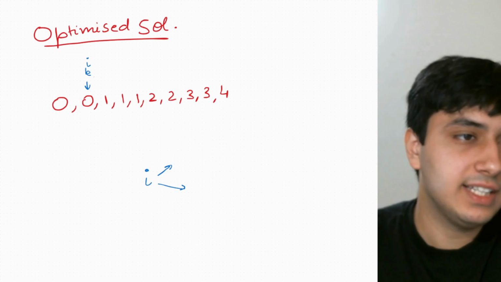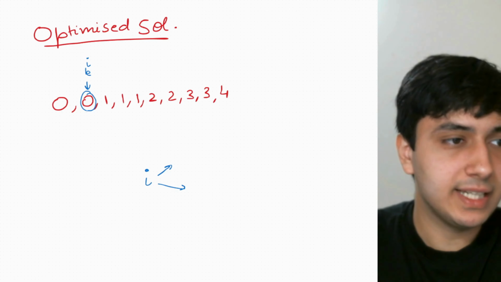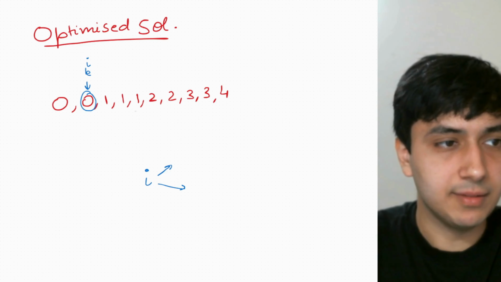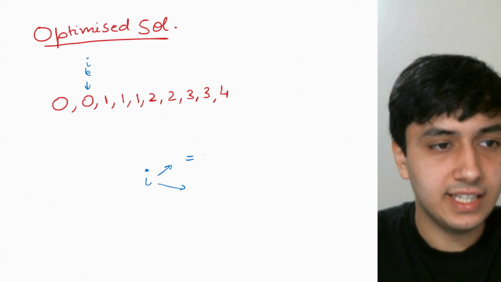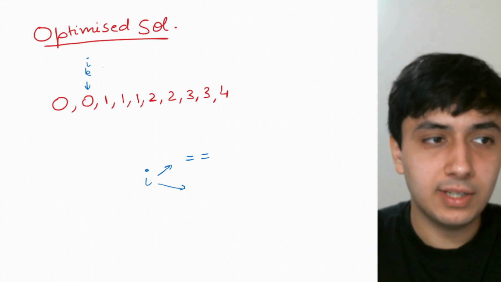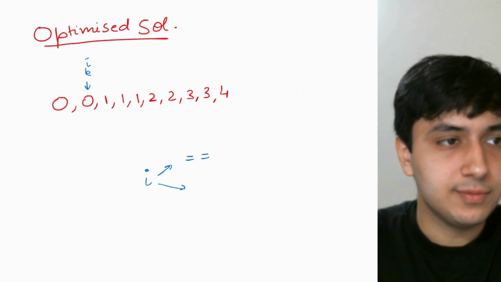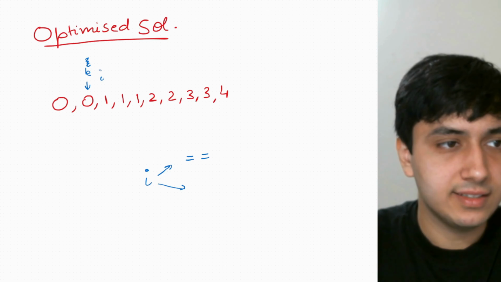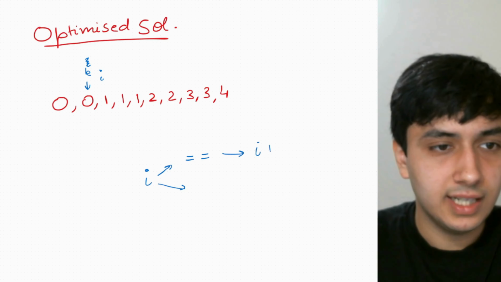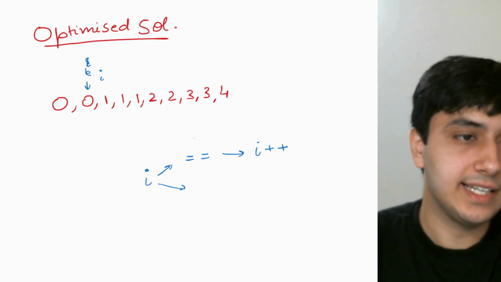So you're traversing with i. You check i minus 1 and this time they are the same. So the first situation is where they are the same. So you don't actually have to replace anything, you have to keep traversing with i. So you just move i to the next element. So if they are equal, you just do i plus plus and nothing else.